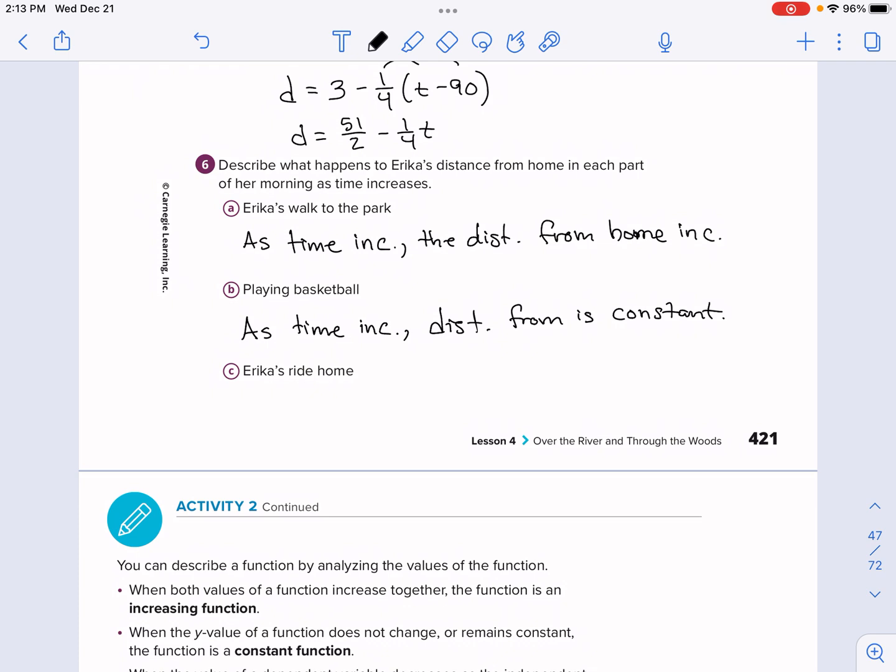And then her ride back home, as the time increases, comma, she's getting closer to home, so that distance is less. So the distance from home decreases.